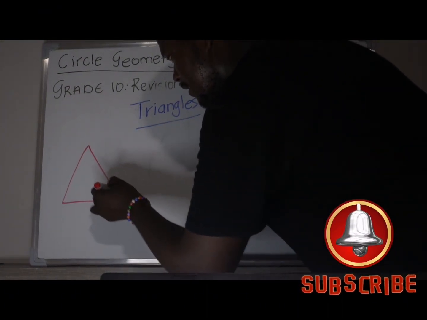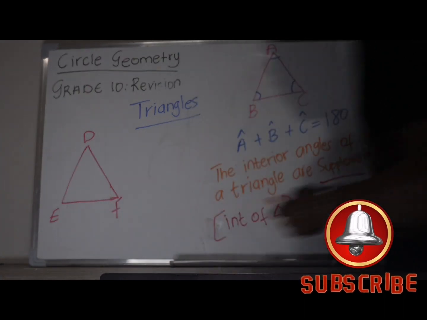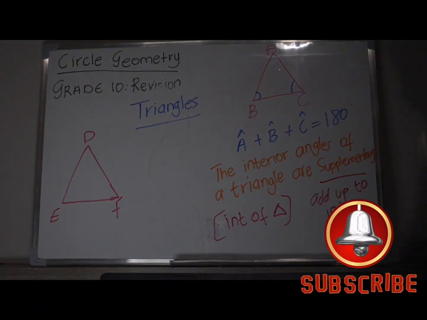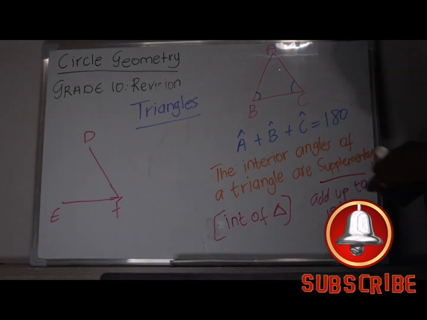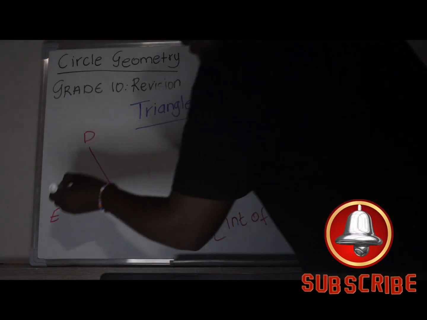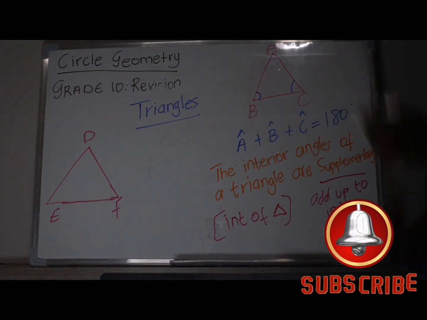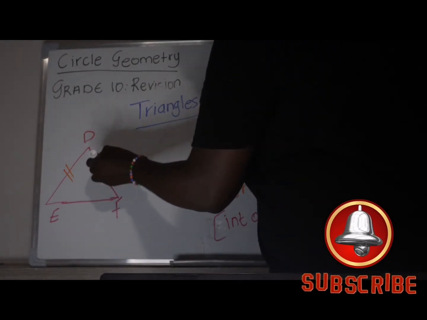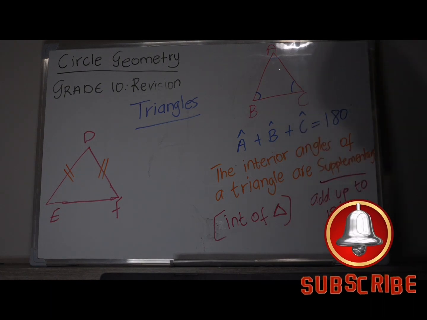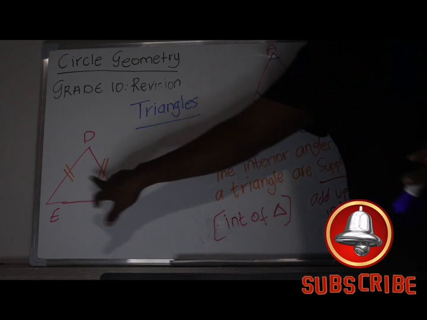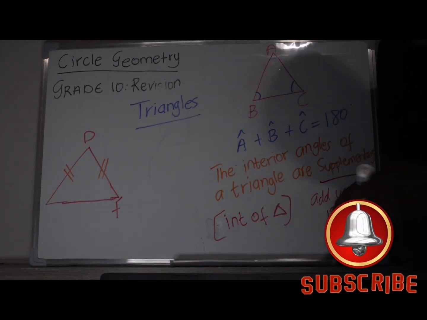If you've got a triangle again, let's say triangle D, E, F, and they say these two sides are equal. Then, if these two sides are equal, you must just know the adjacent angles are equal.